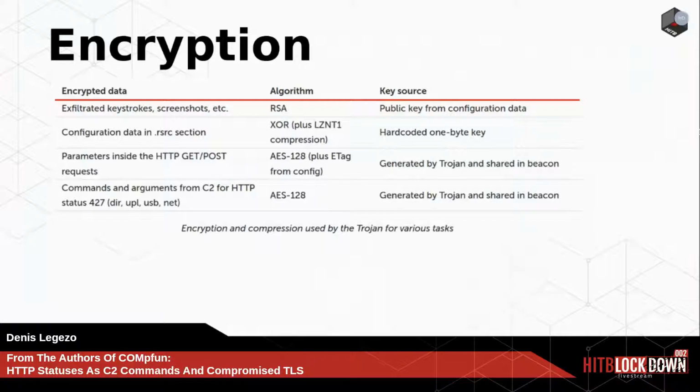And what else? For compression, they prefer LZNT1. It's because of the usage of the Windows API. You may know the Windows API has the RtlCompressBuffer function, so it's quite easy to use such an algorithm. And good old XOR and the Advanced Encryption Standard, AES, are also here.